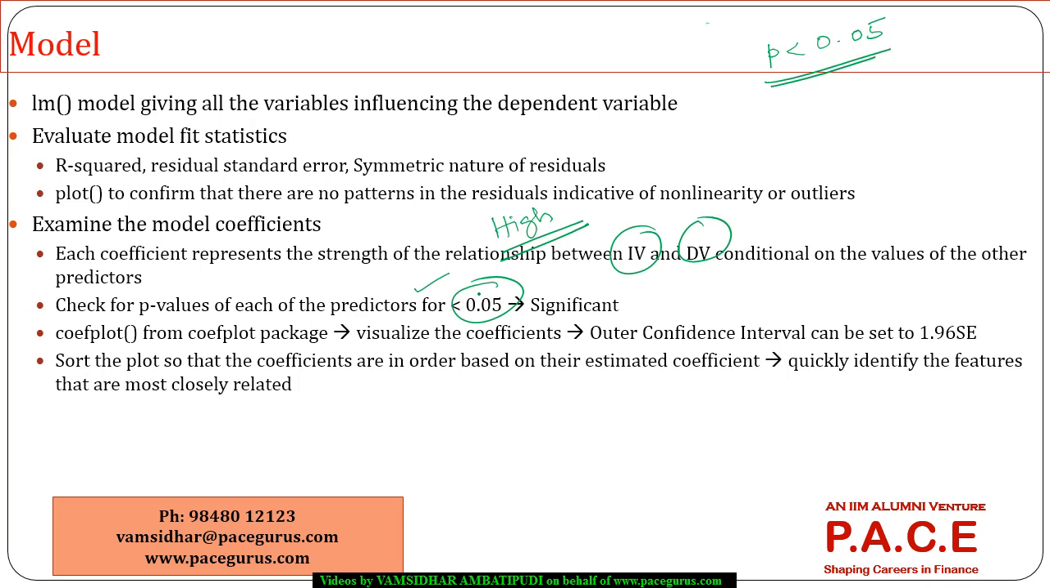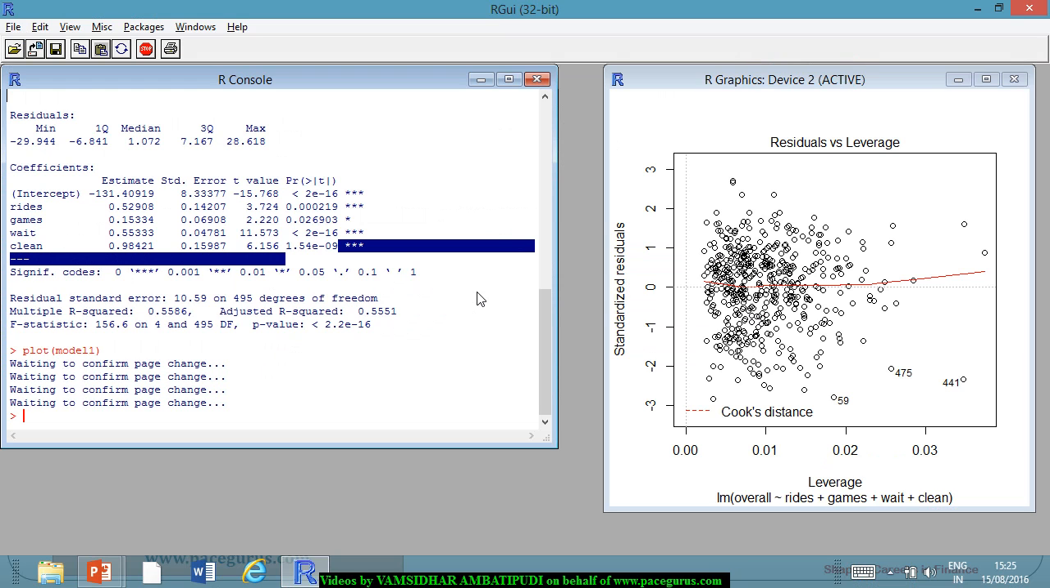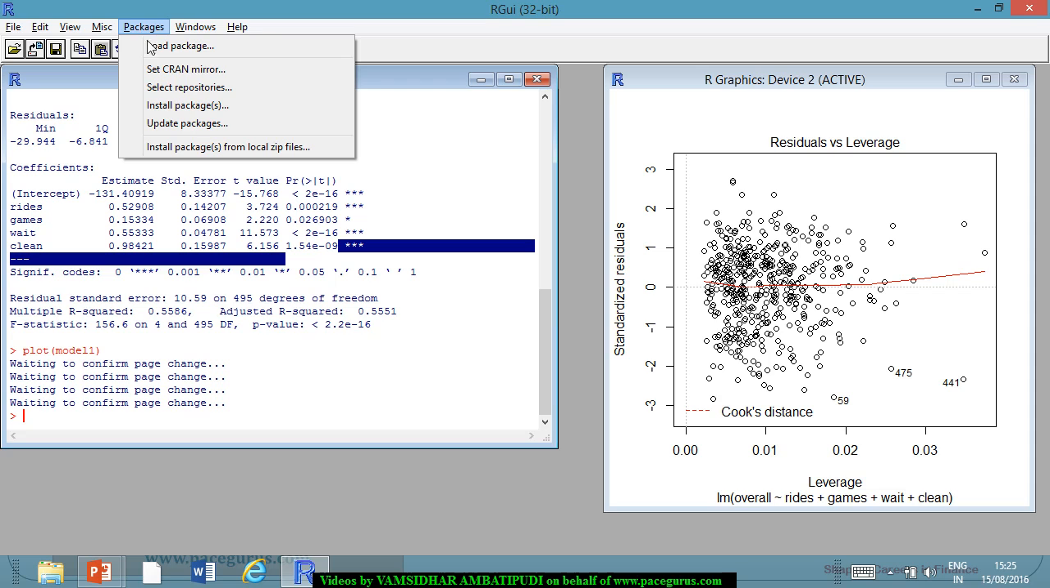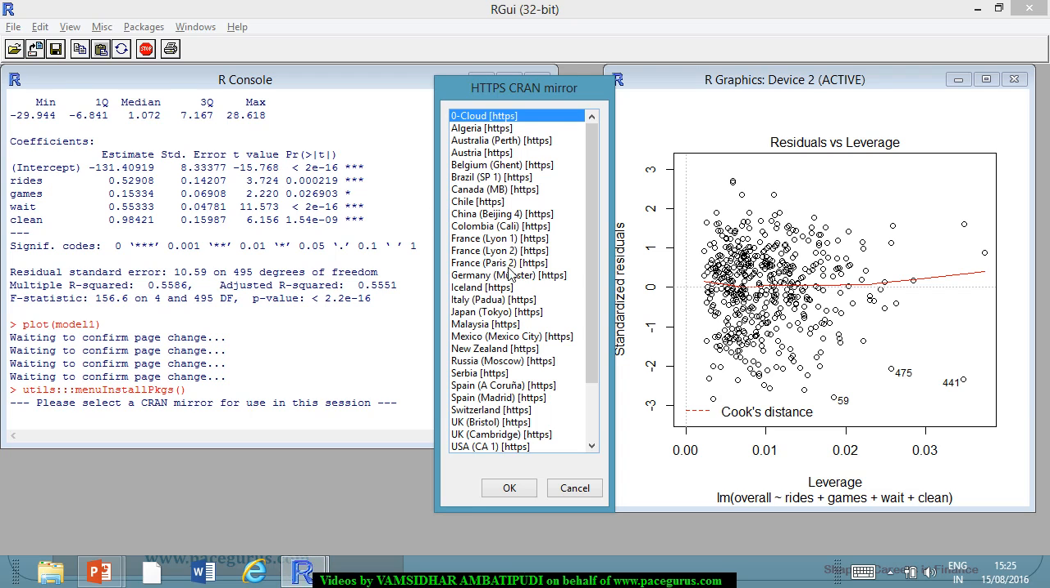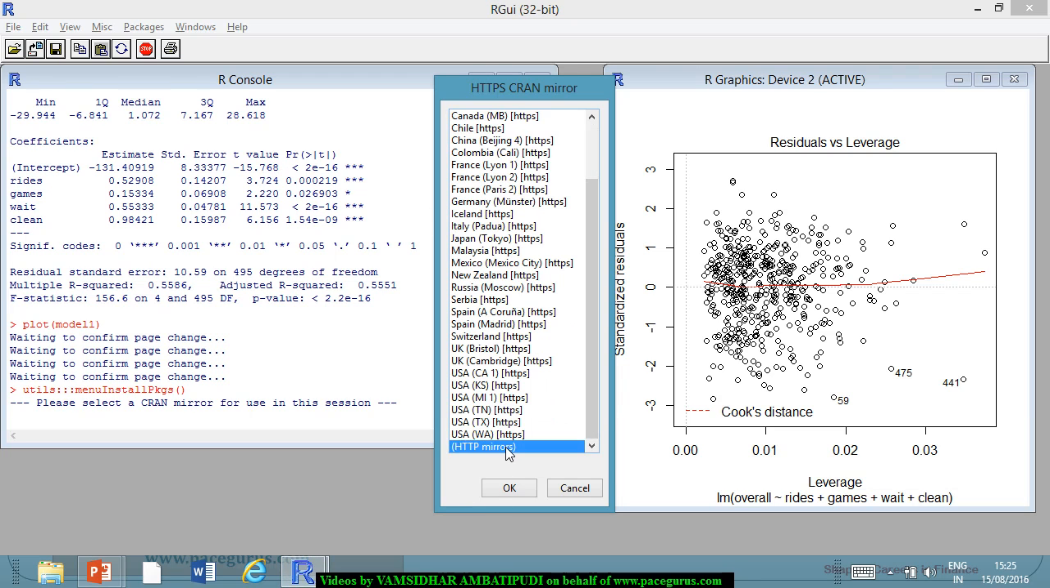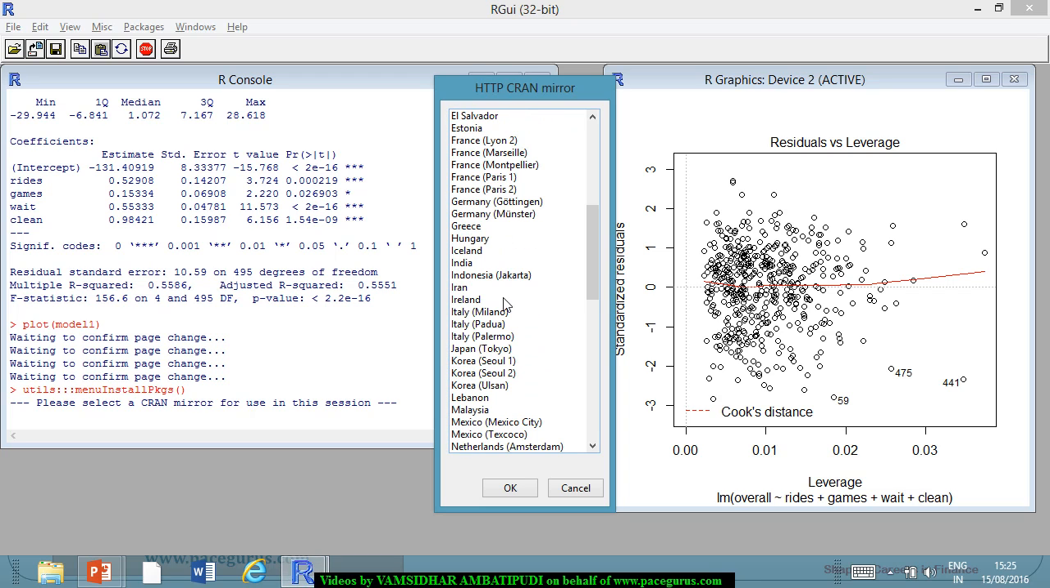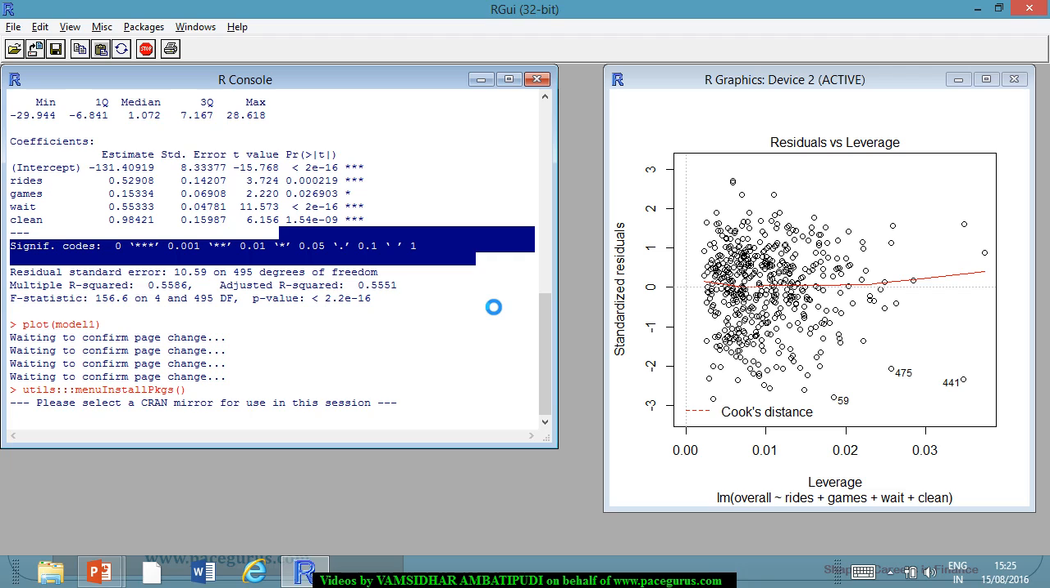And if required, I can go with the coefficient plot, which we have done earlier as well, which is part of the coefplot package, where I can visualize the coefficients to see the confidence level of each of these coefficients. Is there a possibility of any of these coefficient values going to zero? So I'll install the package accordingly. The coefplot package is what I will install to have a plot of the coefficients, along with the 95% confidence interval.